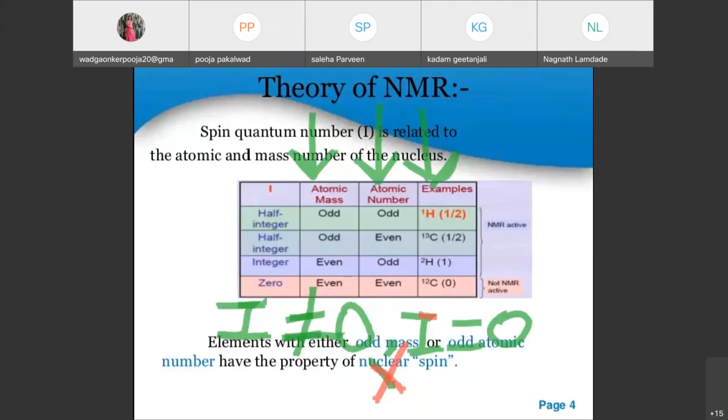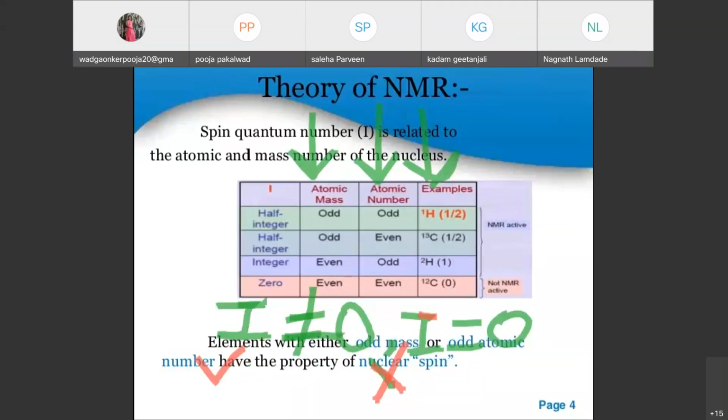And now those nuclei which have I values not equal to 0 will surely be NMR active. Now you may ask me, ma'am, if I is not equal to 0, what type of value should it possess? Will it be a half integer value, an integer value, or a whole number? Its answer is right in front of you.